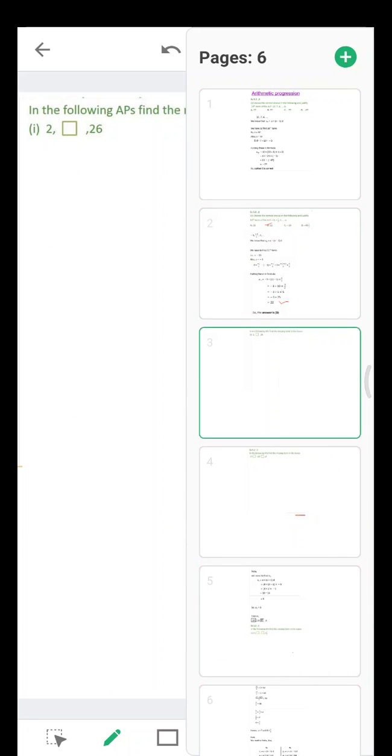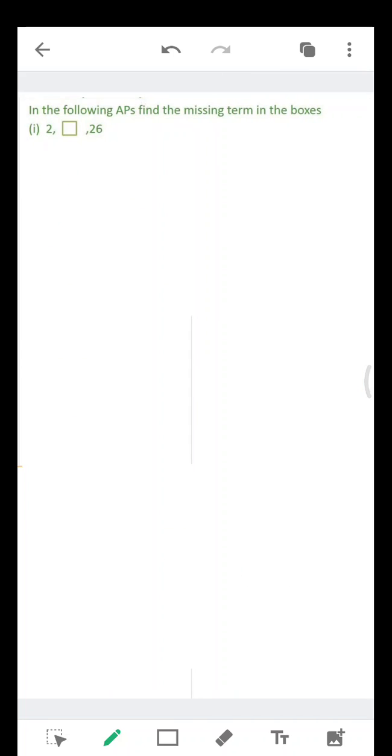Following the same procedure, same formula, let's go to the next question, third question of this exercise. Now in the following APs we have to find the missing term in the boxes. So which term is missing here? Second term is missing. Can you guess what can be the second term? Okay, let's find the second term of this series.